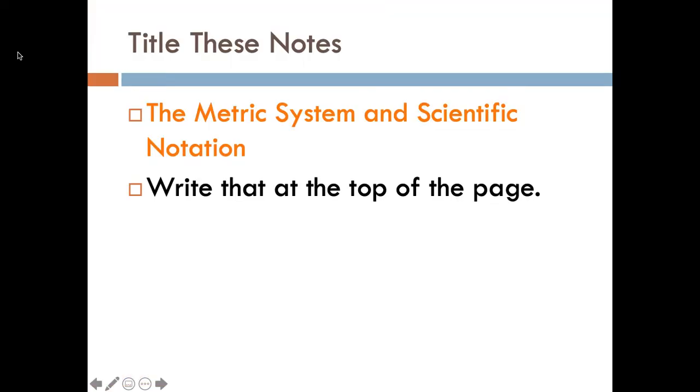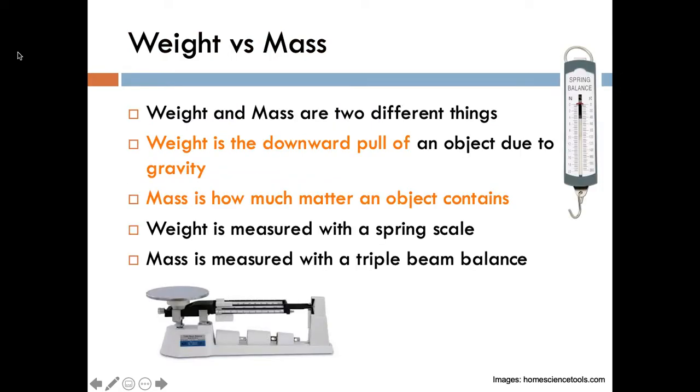So the title of these notes is The Metric System and Scientific Notation. Put that at the top of the page, a little bit bigger than your normal handwriting, and maybe underline it. The first thing I want you to write below the title is here.